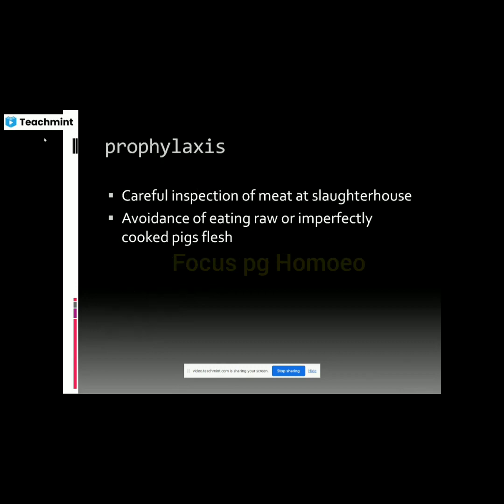Next one is the prophylaxis. Careful inspection of meat at the slaughterhouse. Avoidance of eating raw or imperfectly cooked pig's flesh. By this way, Trichinella spiralis infection can be prevented.